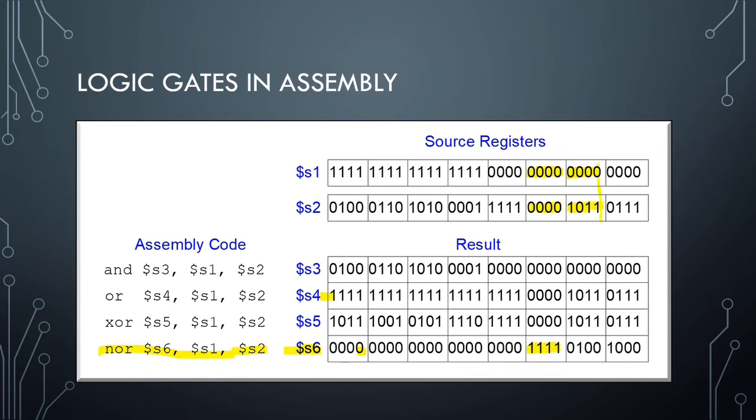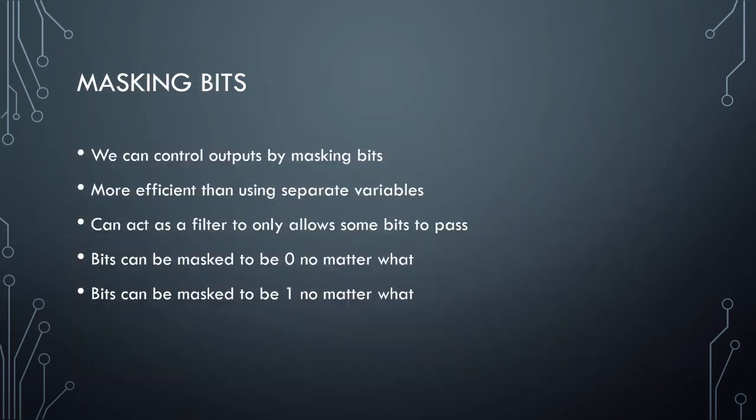And so I think the rest of these are pretty self-explanatory to go through the rest of that NOR gate. And so this is just how we use our logic gates to perform some sort of modification on a register. So we can apply these logic gates as assembly codes to source registers, and these are what the results would look like and how those operations work.